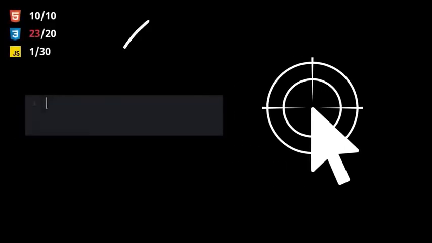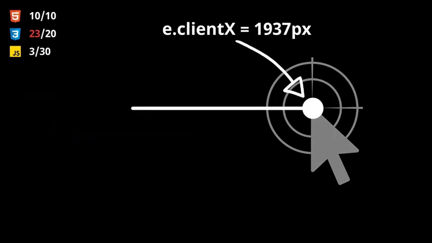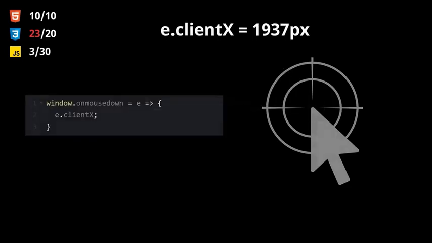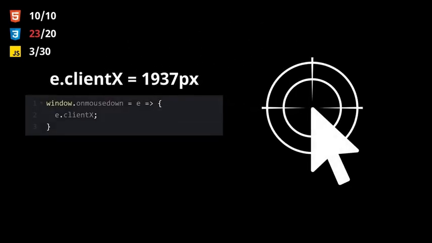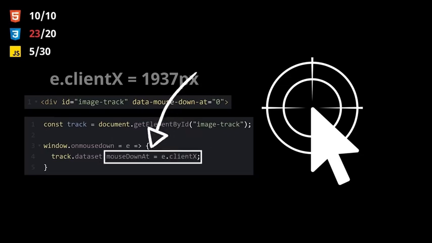So let's start by listening to any mouse down event that may occur. When that happens, I know I want to keep track of the exact X position the mouse was at, so we can use that as the starting point for our invisible slider. But where are we going to store that value? What if we just created a new custom value on our track element that will update every time the mouse is pressed down? All right, what happens next?